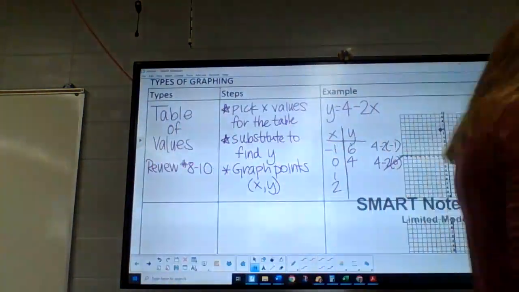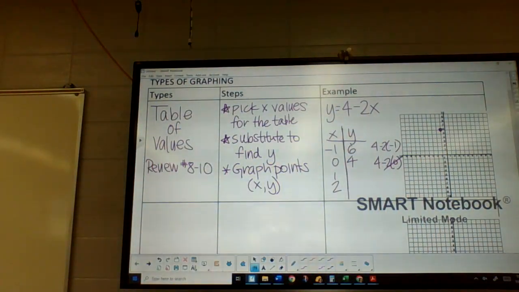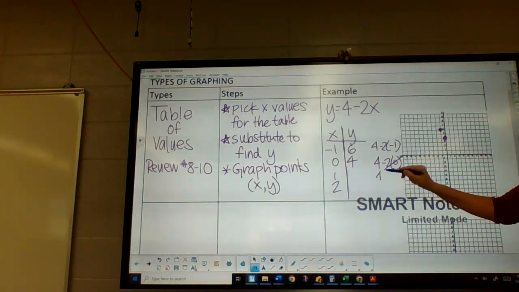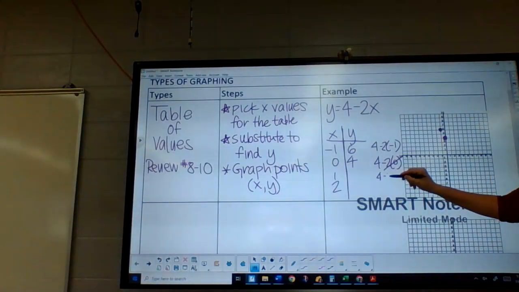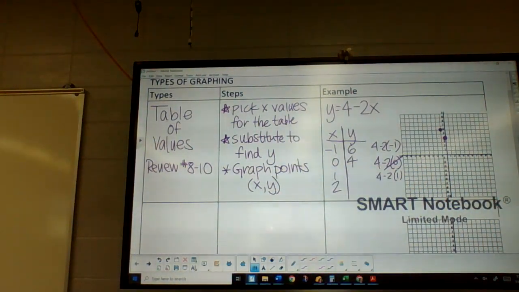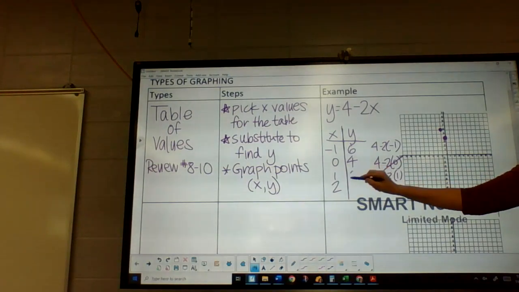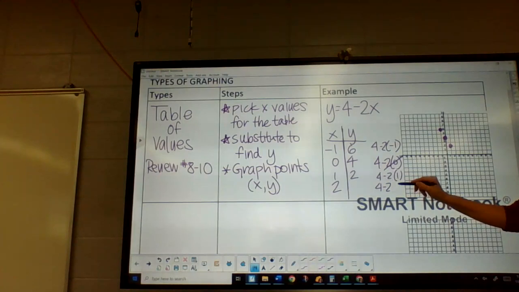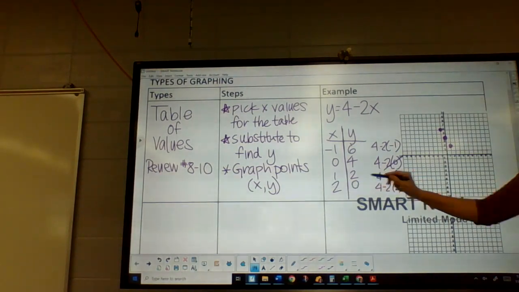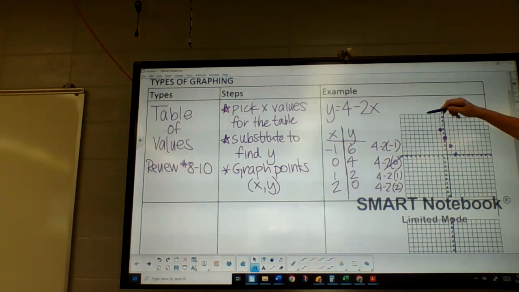And again, if we're doing this correctly, this should form a straight line. If it's not forming a straight line, something's going wrong. I kind of want to readdress or figure out what's happening that's wrong about it. Our next one, 4 minus 2 times 1. So 4 minus 2. And then 4 minus 2 times 2. So we get our straight line here.